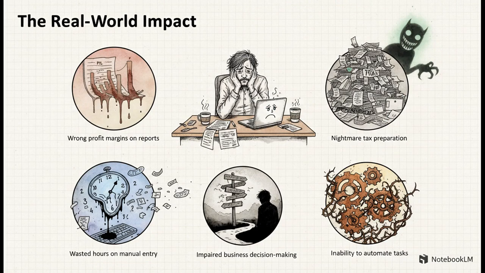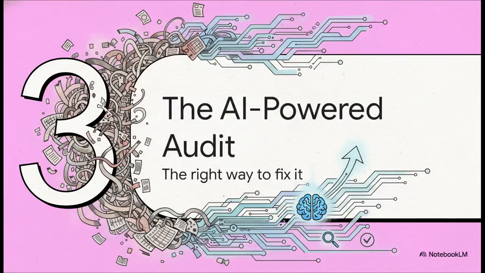And believe me, that shaky foundation has real-world consequences. We're talking about profit and loss reports that show the wrong margins, which leads you to make bad business decisions. We're talking about an absolute nightmare tax season for you and your poor accountant. And critically, you're wasting hours on manual work and you're completely unable to take advantage of automation because you can't automate chaos.